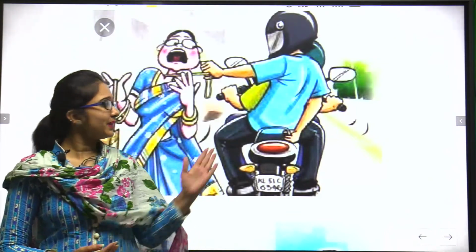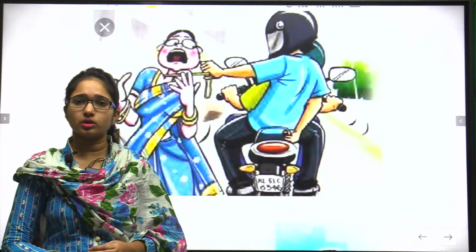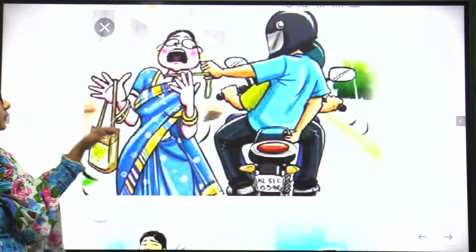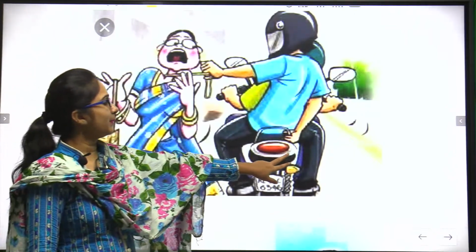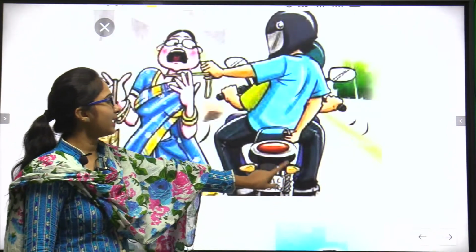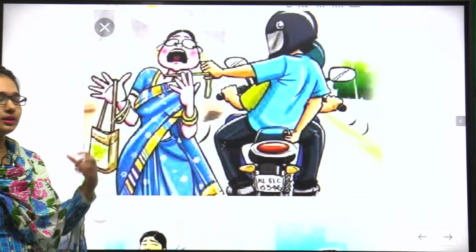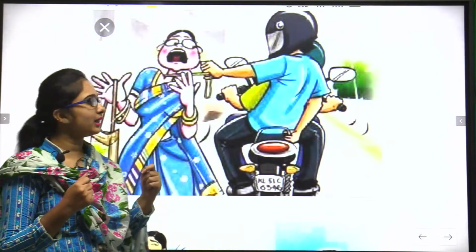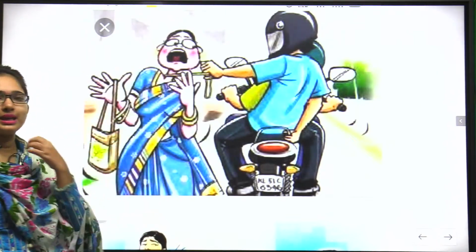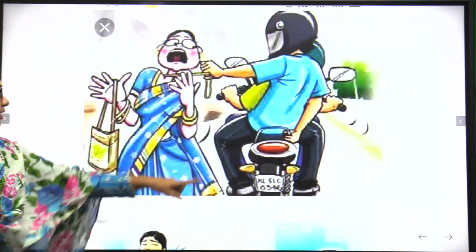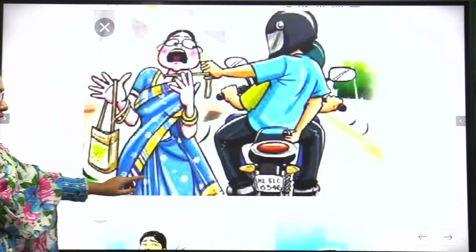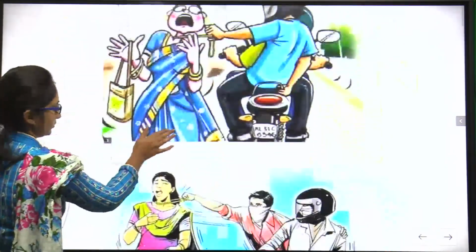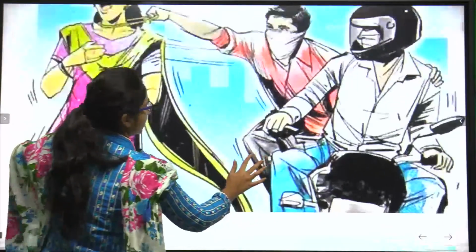Okay, so there are some pictures which I'm going to show you right now. You can see in this picture that two people are there on the bike, and they are wearing helmets so no one can know who they are, and they are snatching the chain from the neck of a lady. This is clearly given in this picture. In the next picture, see this picture.